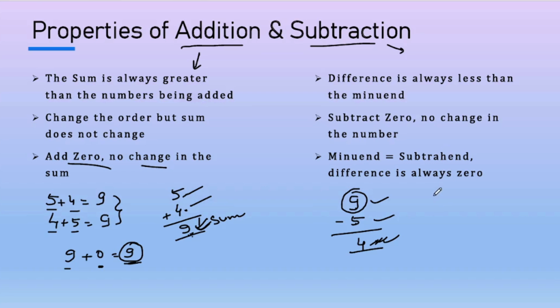Subtract 0, no change in the number. Let's say 9 minus 0. What will be the difference? 9. There is no change in this number. It means that if you add or subtract 0 from the number, it remains the same.